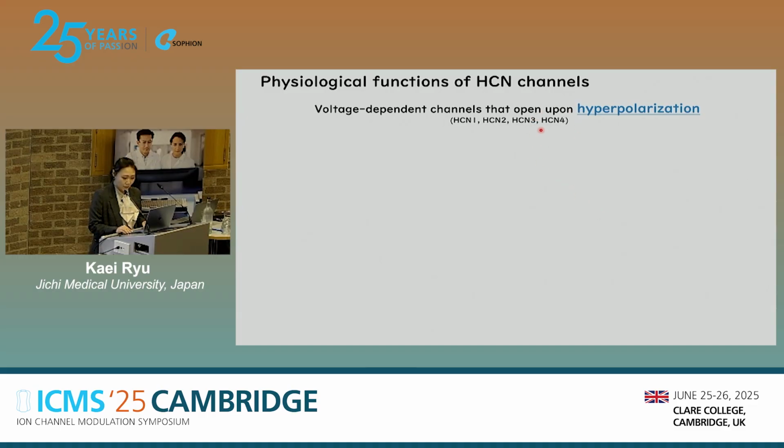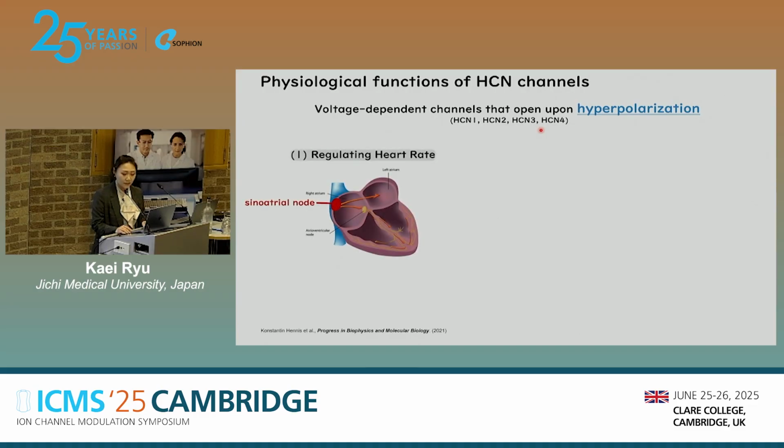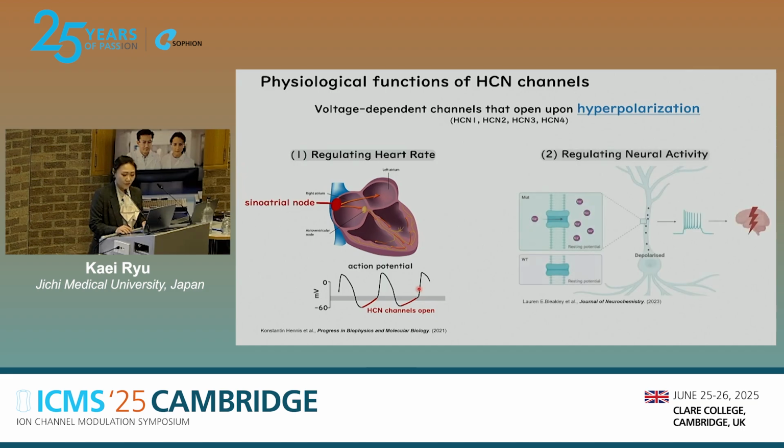HCN4 channels are mainly expressed in the sinoatrial node of the heart, where they regulate the heart rate. This is an action potential generated by the sinoatrial node, and the line indicated is where the HCN channels open. HCN channels are also found in neurons, where they control neural activity. Mutations in these channels can cause heart disease or epilepsy.